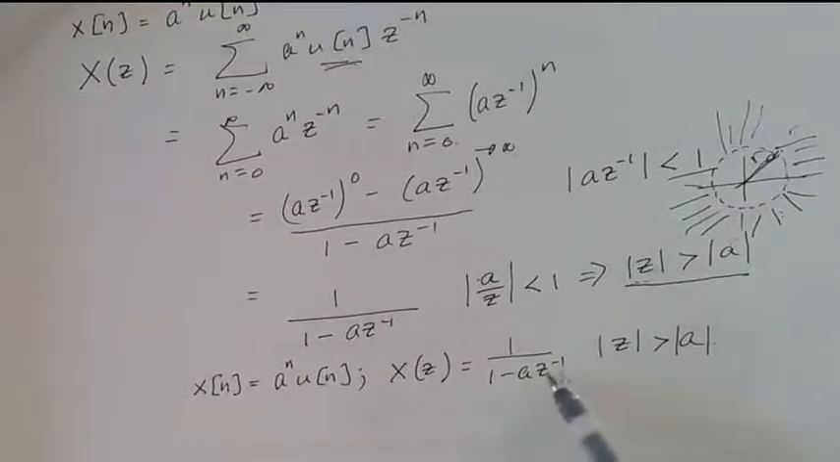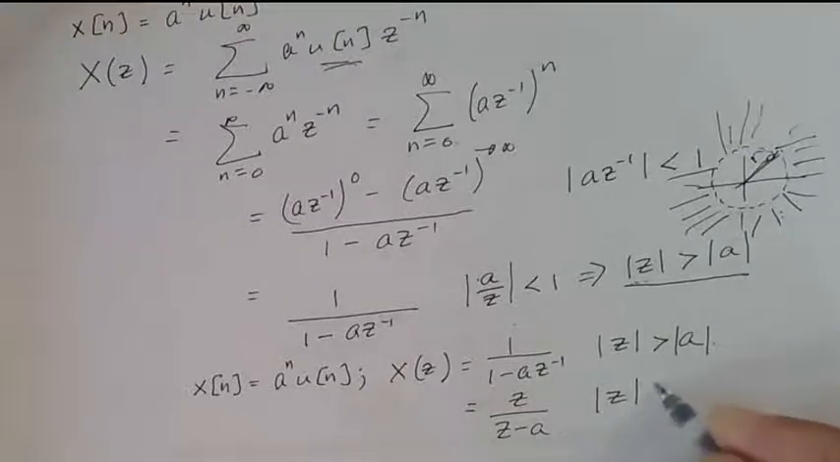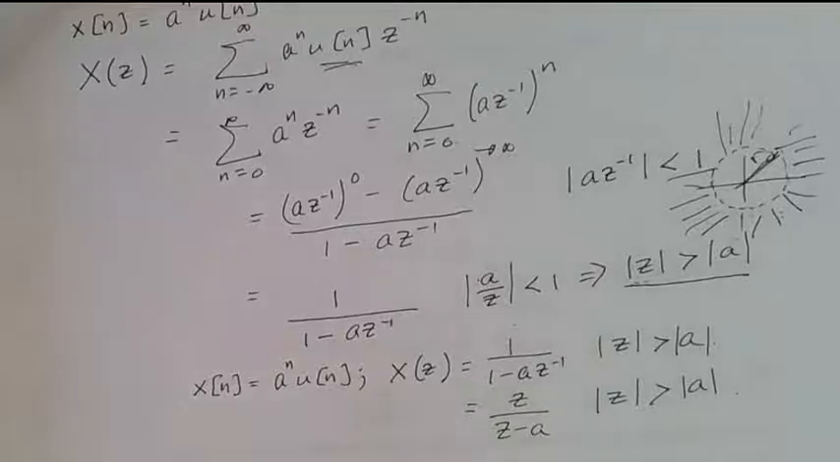I could also, if I wanted to, multiply top and bottom by z, and this becomes z over z minus a, again with magnitude of z greater than magnitude of a. You can see here that, thinking back in terms of the Laplace transform, the zero of the system is at z equals 0. There is a single pole in the system, and that pole is at a, whatever a happens to be. And the boundary of the region of convergence is determined by the pole, just as in the case of the Laplace transform. So that's one.